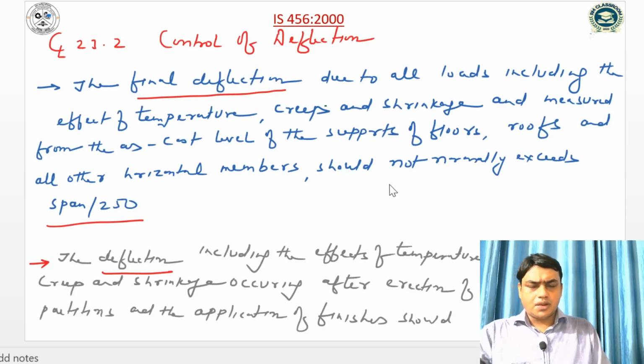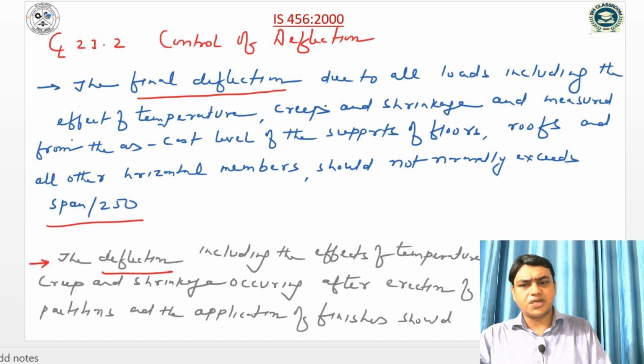Now another codal provision according to clause 23.2, the control of deflection. The code says that the final deflection due to all loads including the effect of temperature, creep and shrinkage, measured from the as-cast level of the support of floors, roofs and all other horizontal members, should not normally exceed the span by 250. So one thing we have to remember is that this is the final deflection due to all loads including the effect of temperature, creep and shrinkage, and the value should not exceed span by 250.